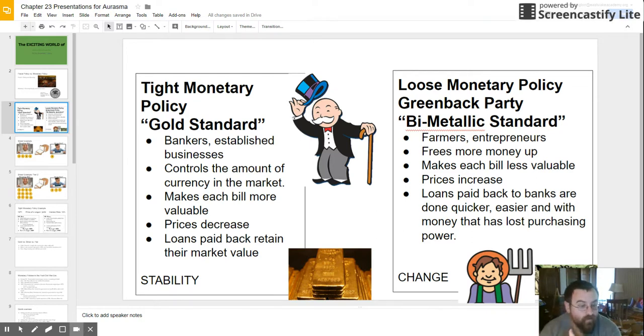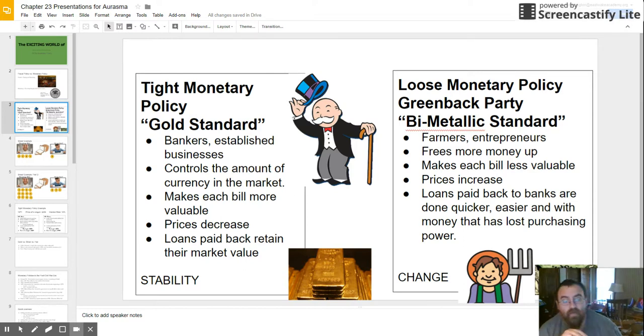If I loan you money to buy a wagon in 1860, you pay it off in 1875, that money plus interest should allow me to buy another wagon if I'm going to really be a good bank, and if I'm going to be solvent in the future.